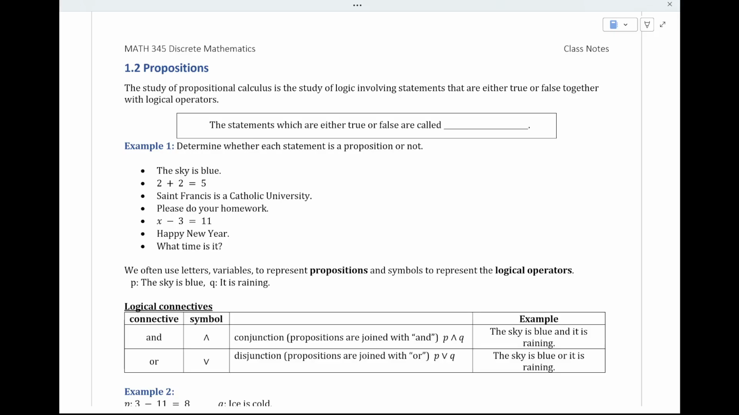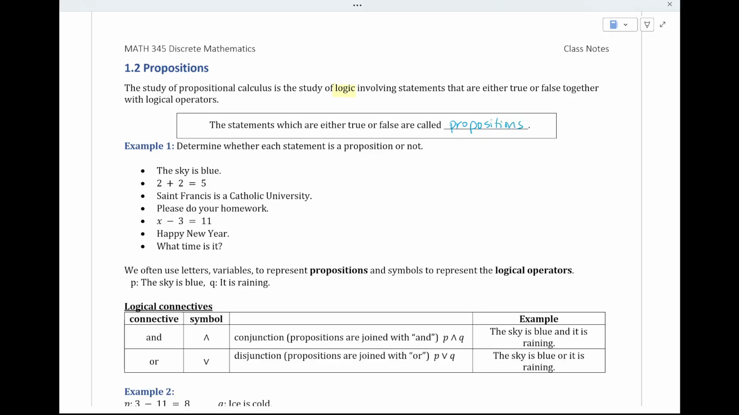The study of propositional calculus is the study of logic involving statements that are either true or false and their logical operators, the types of things we can do with them. This section is our introduction to logic. We're going to continue on talking about logic throughout the rest of this chapter. The statements which are either true or false are called propositions.